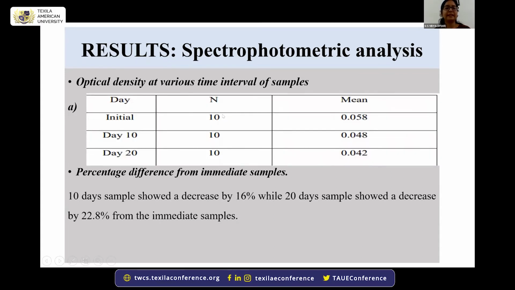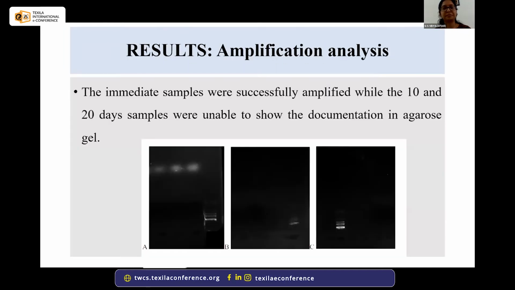The yield was good in the initial samples compared to the 10 and 20-day samples. 10-day samples showed a decrease of 16%, while 20-day samples showed a decrease of 22% from the immediate samples. The immediate samples were successfully amplified, while the 10 and 20-day samples were unable to show documentation in agarose gel. Here we had amplified for the PAX9 gene.